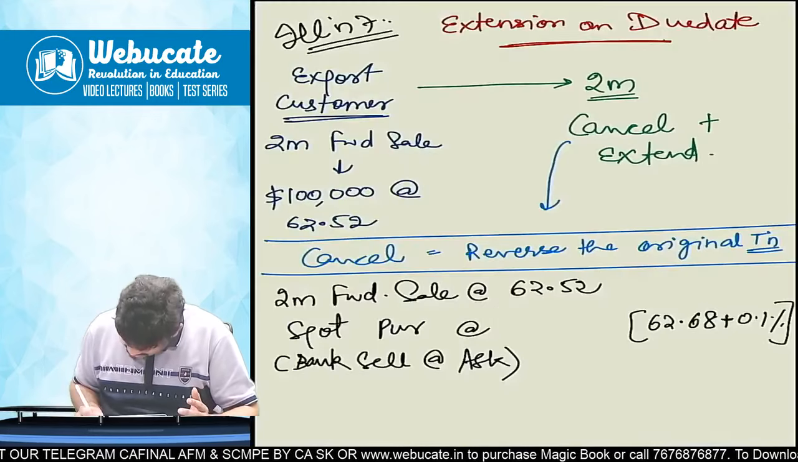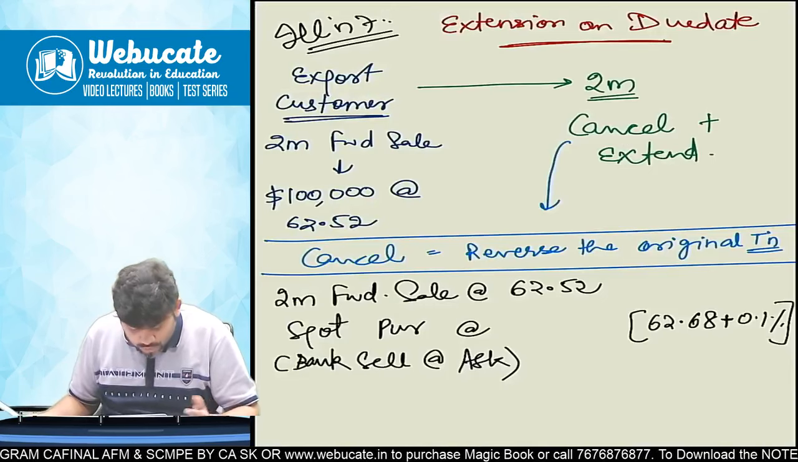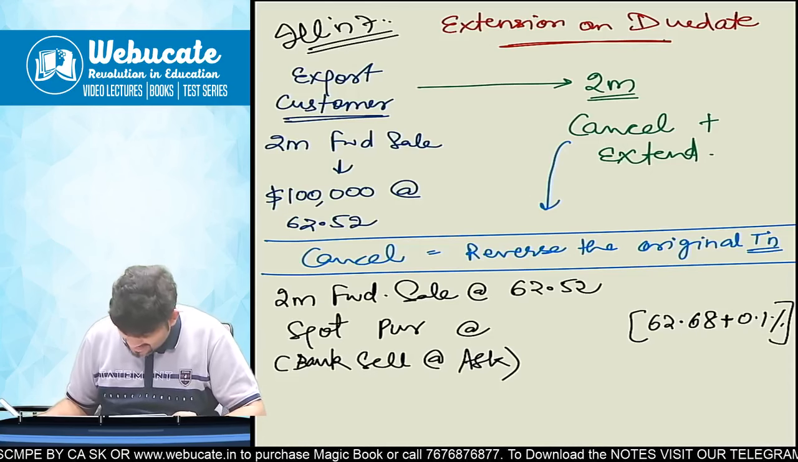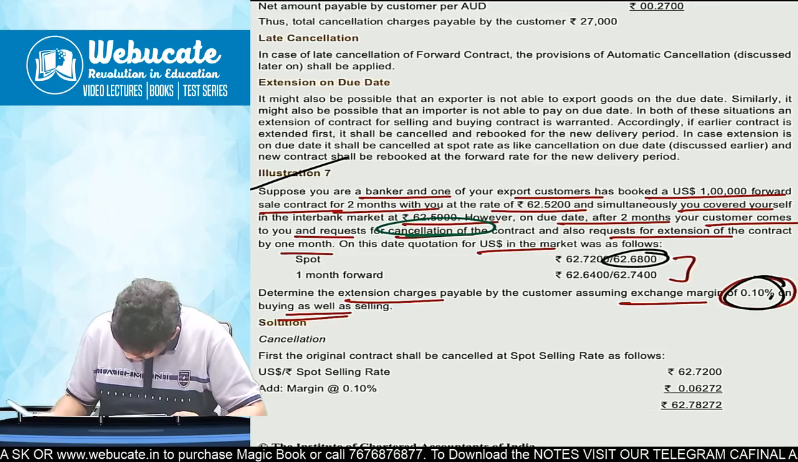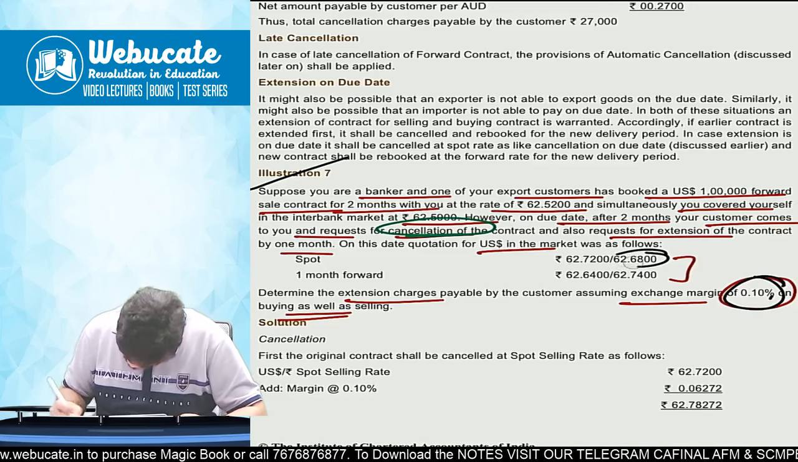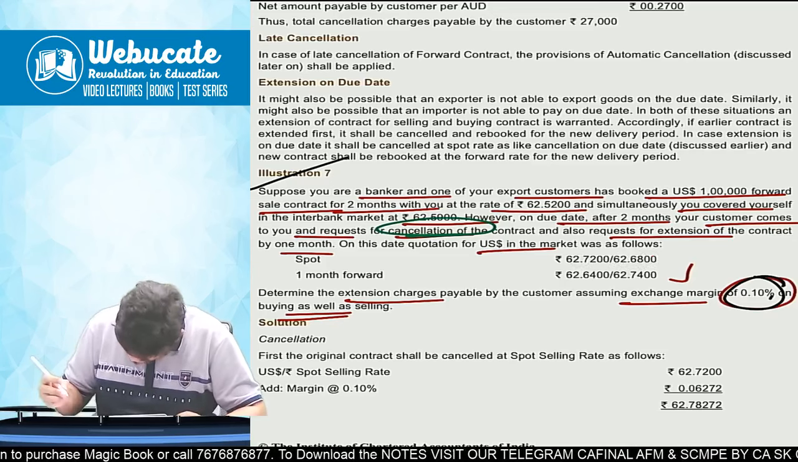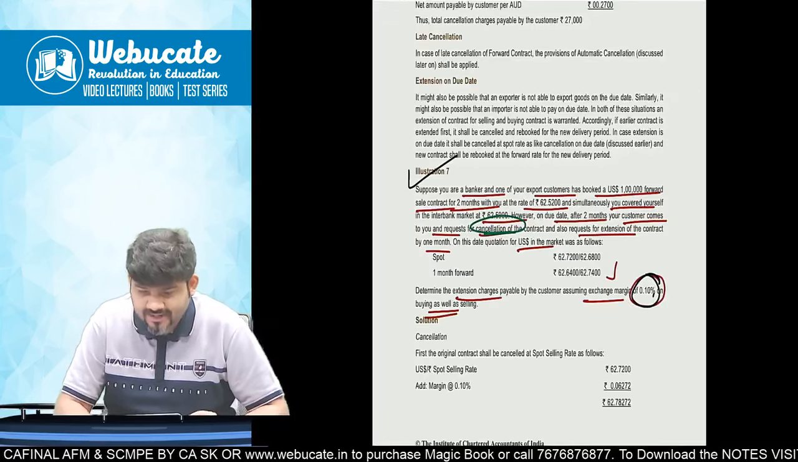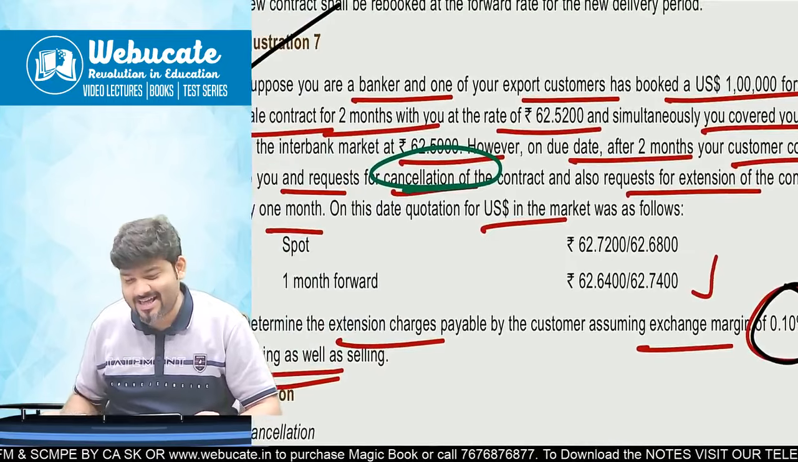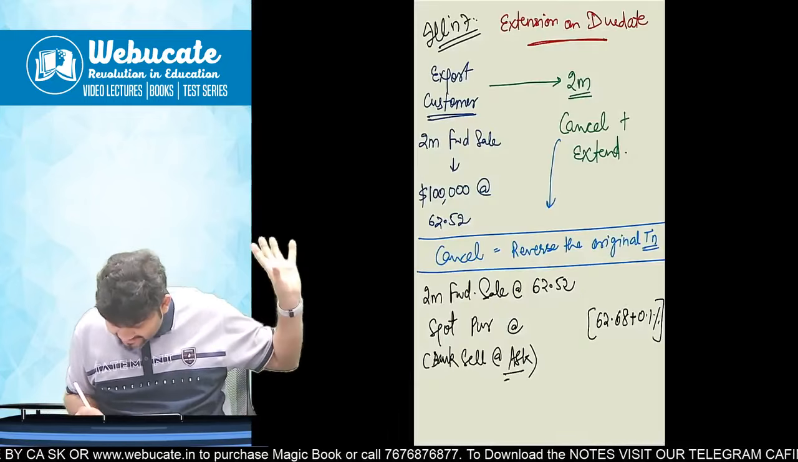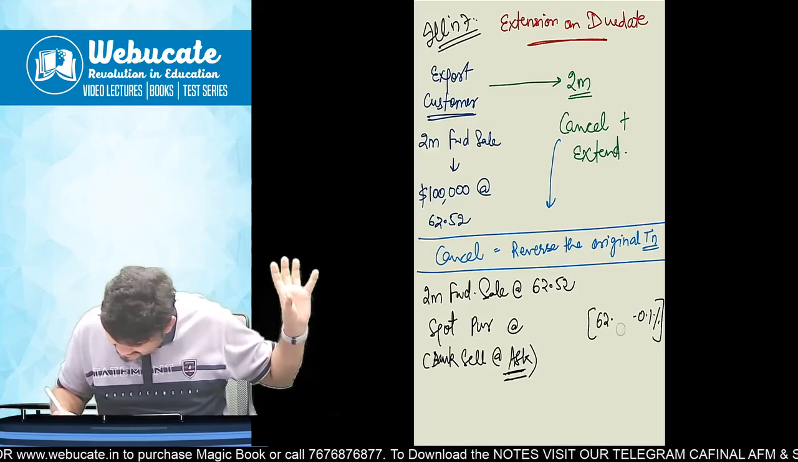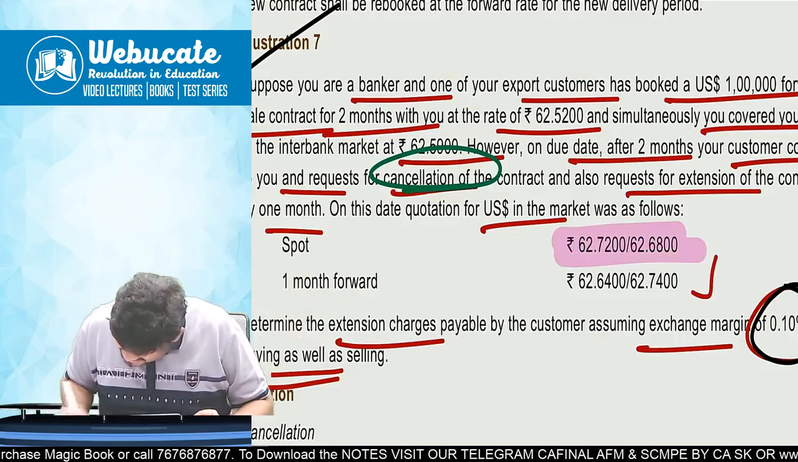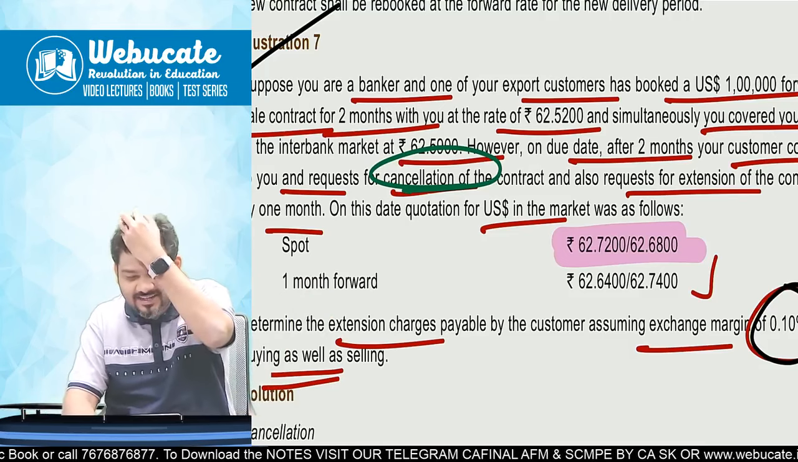Okay. Spot purchase. So when we go to the bank to purchase, bank will sell at ask rate. What is the ask rate? Just a moment. 62.68. Oh, trick question by ICAI. So we are correct. In terms of concept, we are correct. Bank will sell at ask. But let me tell you the trick part here. They have purposely inversed the bid rate and ask rate.